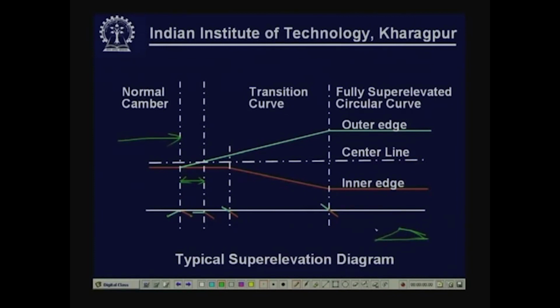Now, gradually this is rotated, in order to have a cross slope finally equal to the camber. So, at this point you can find that this distance and this distance are the same. That means this is the position where you have uniform cross slope equal to the camber. That is what is indicated here by this cross section.